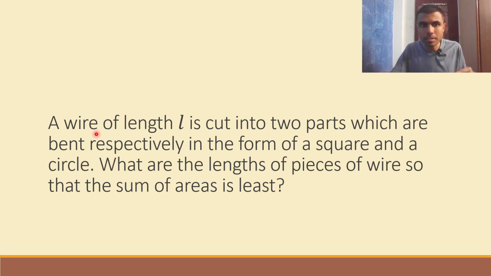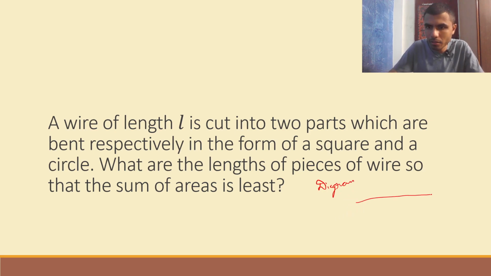Now let's see how to solve this given question. A wire of length L is cut into two parts which are bent respectively in the form of a square and a circle. So basically we have a wire. I'll show you a rough diagram. This diagram you can draw in the exam also, but make it nicer. I'm just going through it.